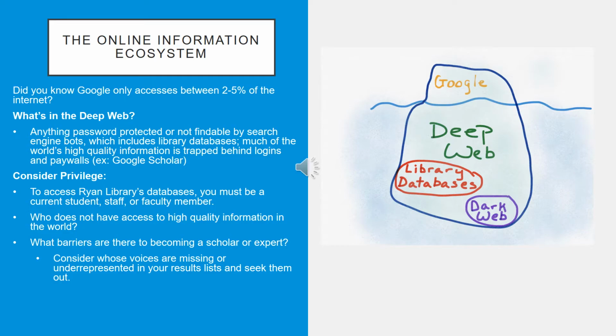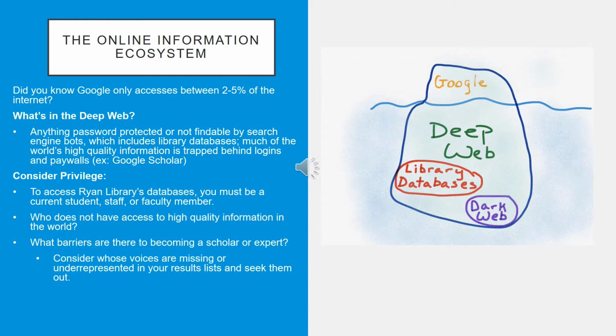Did you know Google only accesses between 2 to 5% of the internet? The other 95% of what's available online is in what's known as the deep web. Expert researchers know you have to balance your research with both sources found in the deep web and sources found freely available online, such as through open access in Google and other search engines.